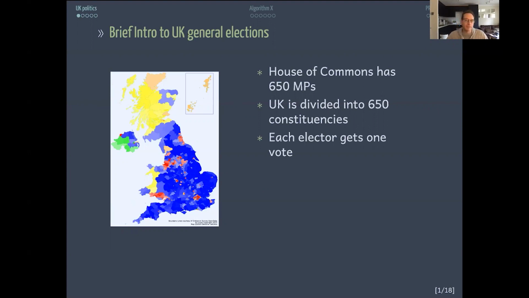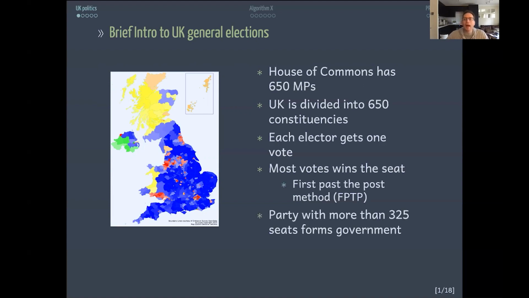So they can get to vote for a party or a person who represents a political party. And at the end of the night, they count, and whoever has the most votes gets to win the seat. The seat is another name for the constituency. So if you get the most votes, you end up representing this constituency in Parliament. And this is what's called the first past the post method as well. And if a party wins more than 325 seats, they get to form the government, really. If they don't, then there are always coalitions or some sort of deal is brokered.